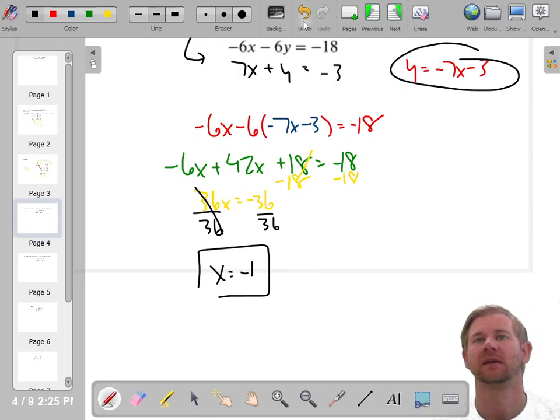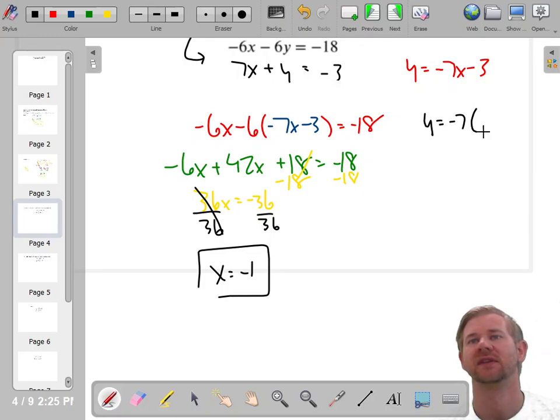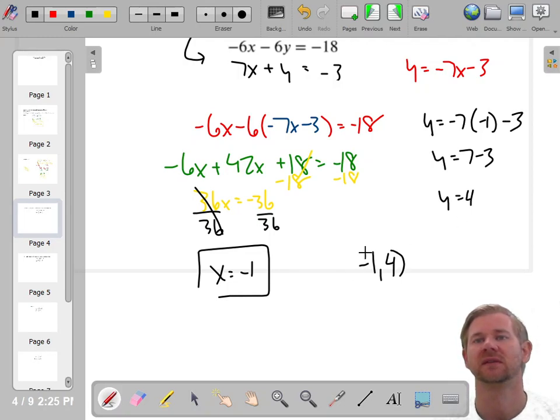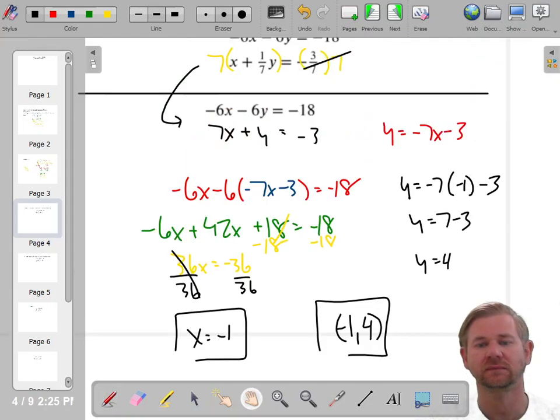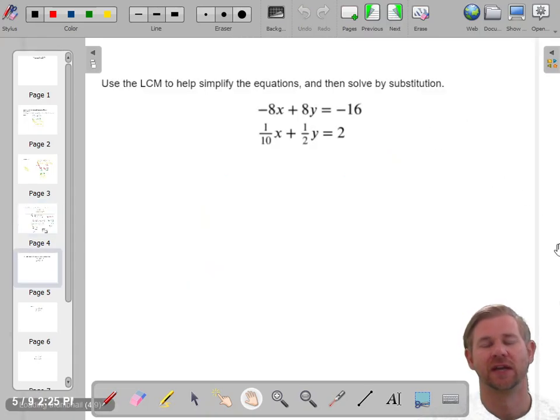Coming back up here, y equals negative 7 times negative 1. 7 minus 3 is 4. So the solution is negative 1, positive 4. We found x, we found y. We like to write our answers as ordered pairs. So let's try another one.